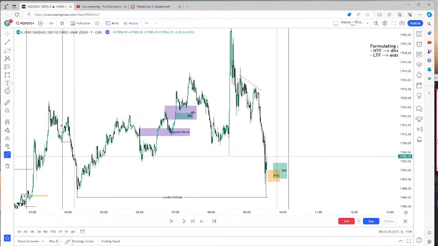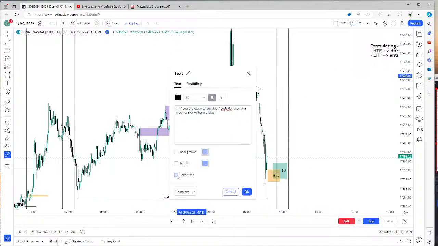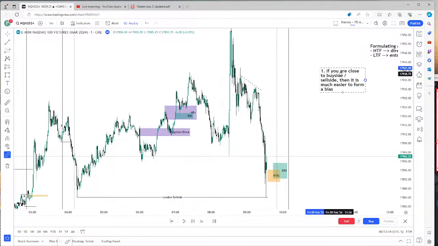So here's the next kind of thing. If you are close to buy side or sell side, then it's much easier to form a bias. So if you're close to sell side or buy side, it's much easier to form a bias, and let me kind of explain why. So I'm going to leave that here.